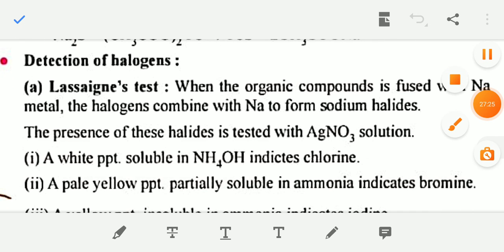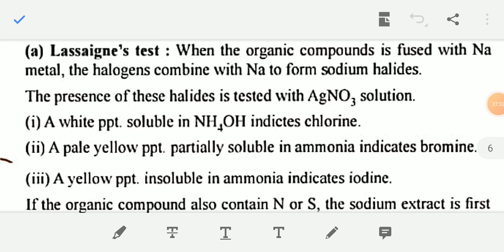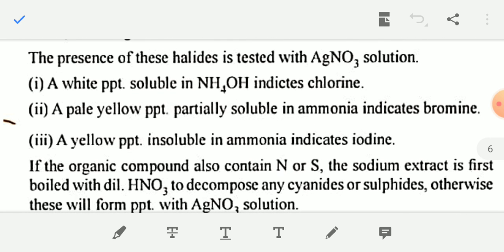Now, detection of halogen using the Lassaigne test, using Lassaigne extract. When the organic compound is fused with sodium metal, the halogen combines with sodium to form sodium halide. The presence of this halide is tested with a silver nitrate solution. When the sodium extract is treated with silver nitrate, if a white precipitate forms which is soluble in ammonium hydroxide, it indicates chlorine.